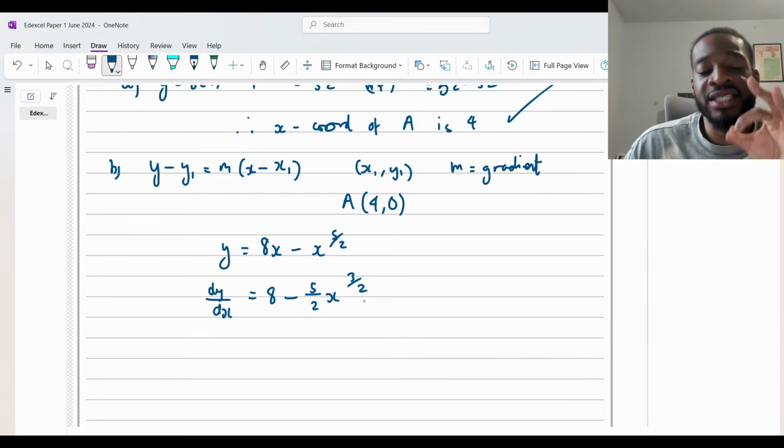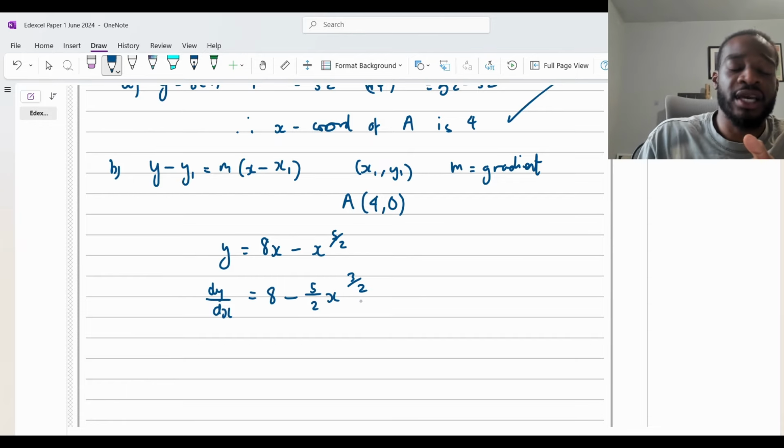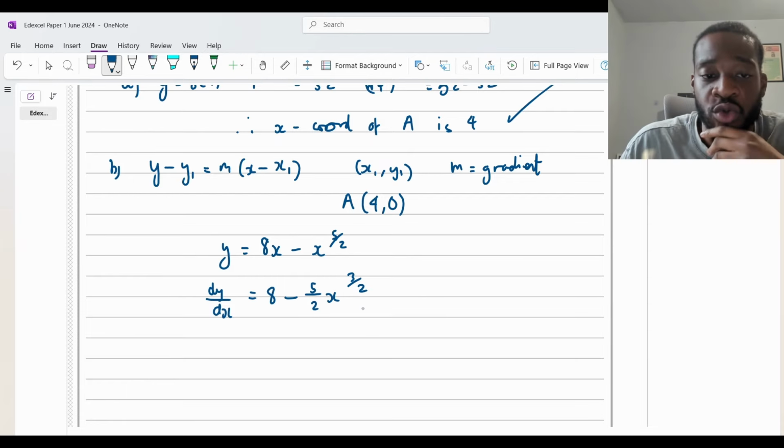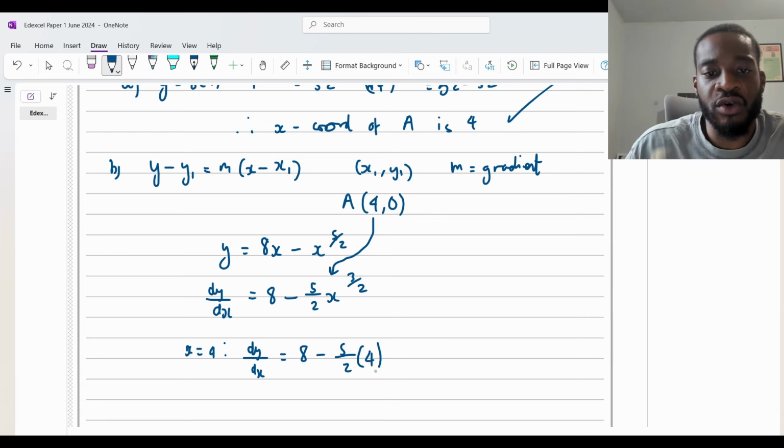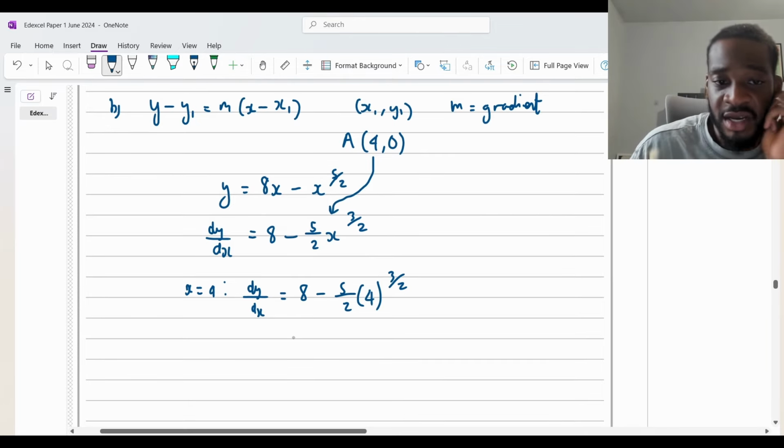Now we need the gradient of the tangent. You do that just by substituting your x value into your dy by dx. So we're going to plug in x equals 4 into there. So let's say x equals 4. dy dx is going to equal 8 minus 5 over 2, 4 to the 3 over 2, isn't it? I think I can do that without a calculator.